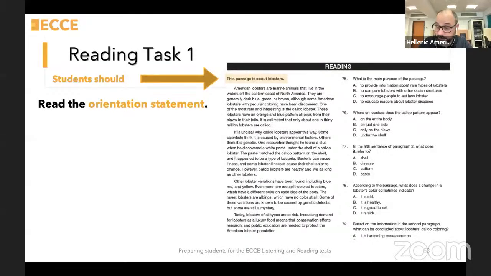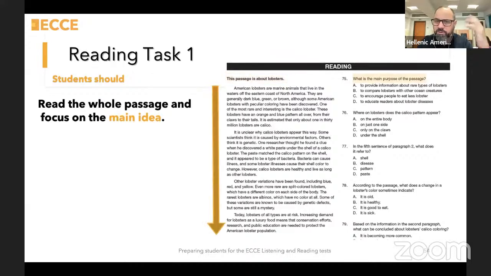And of course, when you're preparing your students for this part of the examination, it's a great idea, as we mentioned before, to talk a little bit about this passage about lobsters. What is this? Do you know anything about lobsters? What do you think this text will be about? What kind of information will be presented, perhaps? So make sure to keep the conversation going in the classroom as you're preparing your students for the tests, because they need to understand how to approach these tasks.